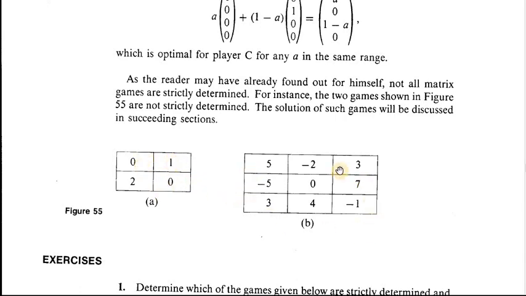And you can do the same exercise for this one. The minimum of this row is -2. That's not the maximum for this column. Minimum for this row is -5, which is not the maximum value. Minimum for this row is -1, which is not the maximum value in this column. So no minimax values. This game is not going to be strictly determined. Okay, that's it.